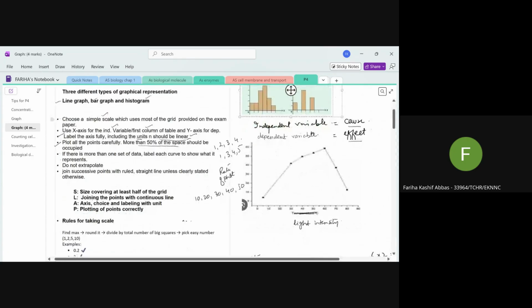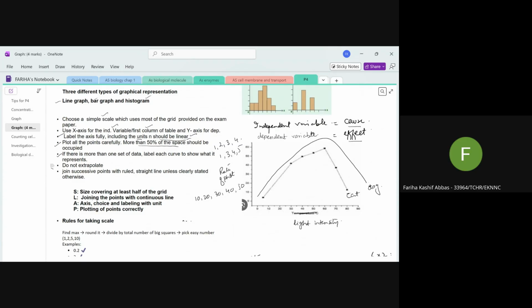Okay. Now, in the case of line graph, if there is more than one set of data, then label each curve to show what it represents. For example, if on the same graph you are going to present more than one data, then you need to label both the lines. For example, if this line is for cat, then you need to label it as cat. And if this line is for dog, then you need to label it as dog. Otherwise, you will lose 1 mark.